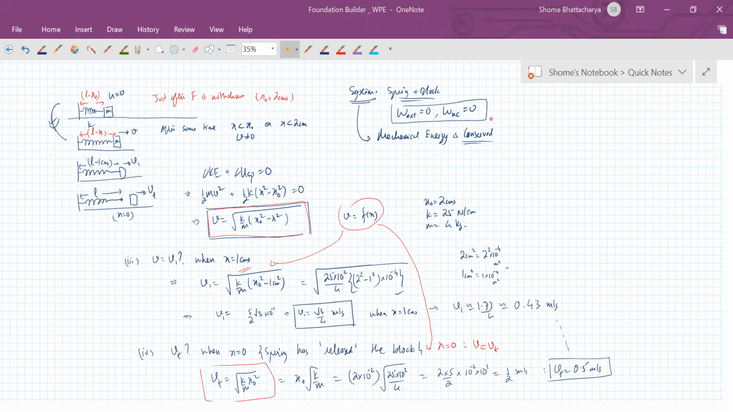Okay, so this is easy enough, I'm hoping, for all of you. Understood the concept of potential energy formula of the spring and how to use it in a situation like this.